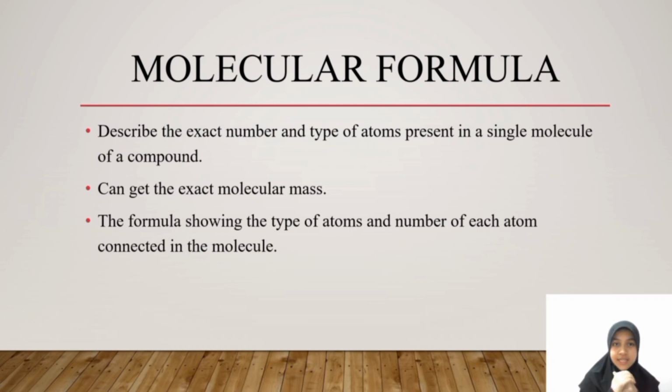This is the last topic in this video. I will explain about molecular formula. Molecular formula describes the exact number and type of atoms present in a single molecule of a compound. Molecular formula can give the exact molecular mass. It is the formula showing the type of atoms and number of each atom connected in the molecule.